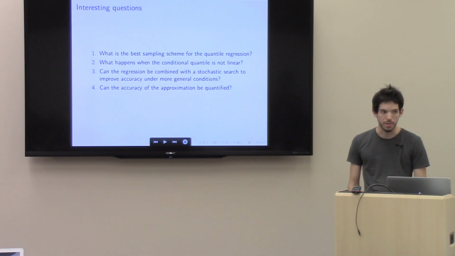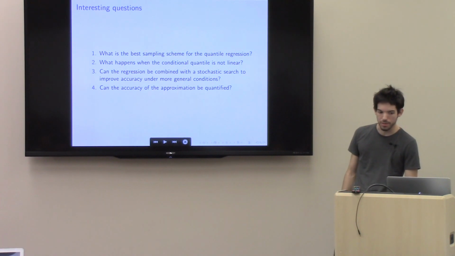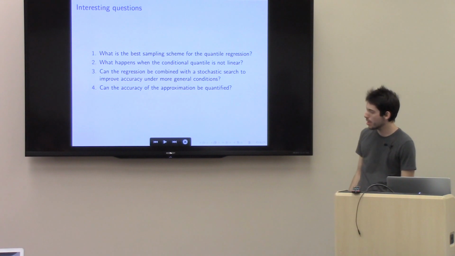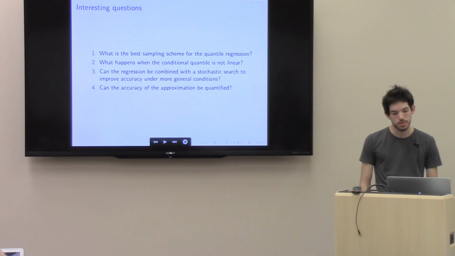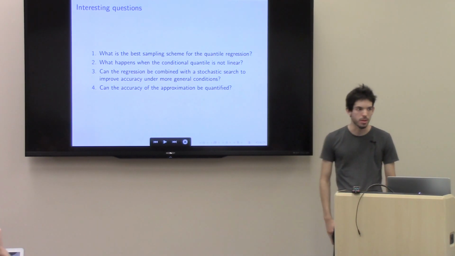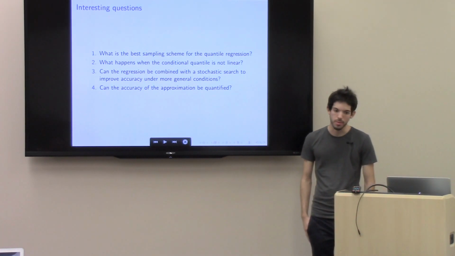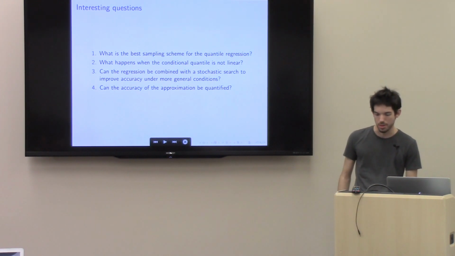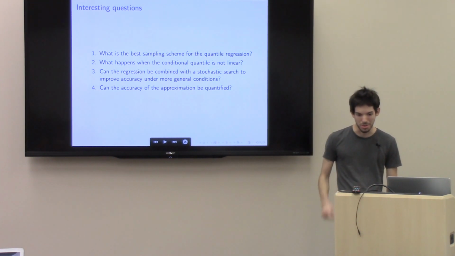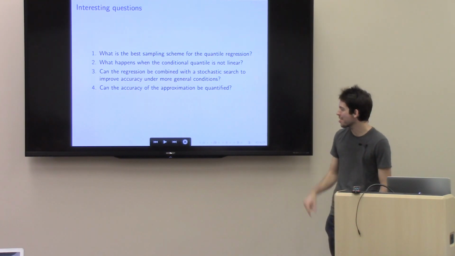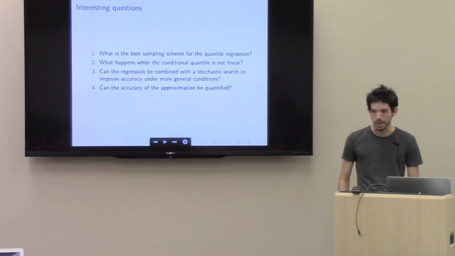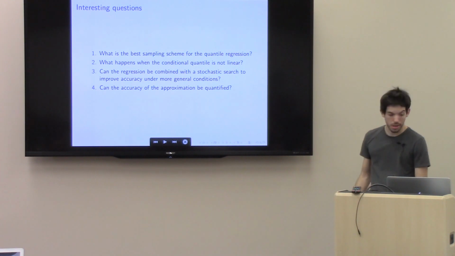Can we combine the 2 methods of stochastic search, the Robbins-Monro procedure, with quantile regression to achieve better results? And how can we measure the additional uncertainty from the approximation? Because when you do a quantile regression, or a stochastic search, or even when you use sample quantiles, you have additional uncertainty because you can't really be sure what the correct conditional quantile is. So how can you measure that and add it to your analysis? And that's it. That's what I do.